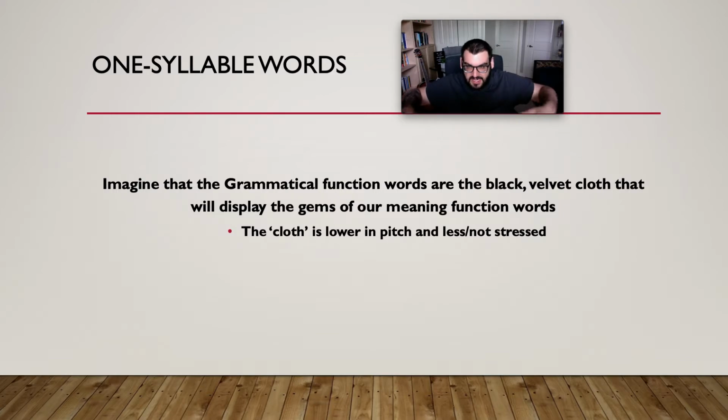The black velvet cloth is kind of important because it holds these things up, but it's not what people really want to see. We don't go to museums to see the black velvet cloth that's underneath all of these famous pieces of pottery. We want to see the pottery, the gems that are on top of the cloth, and those are our meaning function words. The nouns, the verbs, the adverbs, the adjectives. You have to think of it this way too: the cloth is below those meaning function words, below those gems that it's showcasing. Therefore, the cloth, because it's below, has a lower pitch and is not stressed. That should help you put an analogy to these grammatical function words that make the cloth and the meaning function words that are the things on the cloth.